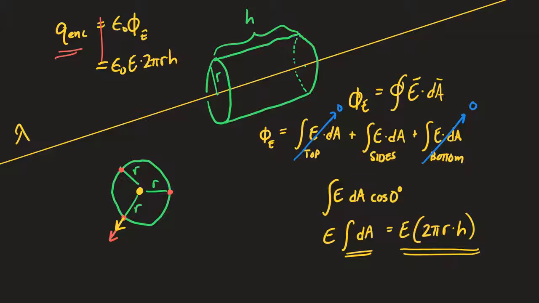Now, all I need to figure out is how much charge is enclosed. And believe it or not, that's the easiest part of this. Density is charge per length. How much length of the line is inside the cylinder? H, right? That's how much is enclosed in my surface, which means Q enclosed is lambda times H. That's it. That's the answer. That's how you find the electric field.